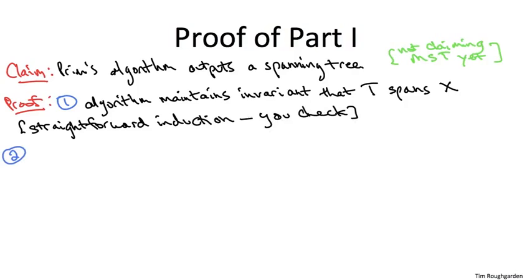Now, we're trying to argue the output of this algorithm is a spanning tree. So let's recall what that means. What is it that we have to check? So there's 2 properties. First of all, there can't be any cycles.